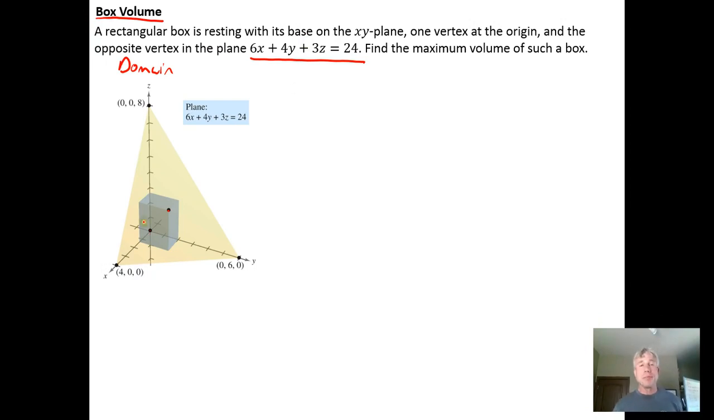So in this case we've got a box, and just thinking through the box for a minute, base in the XY plane, so in this direction it's going to have a width of y, in this direction it'll have a width of x, and the height on this is going to be z. So if we're trying to maximize volume, we need a function for volume, and our volume function is just going to be x times y times z.